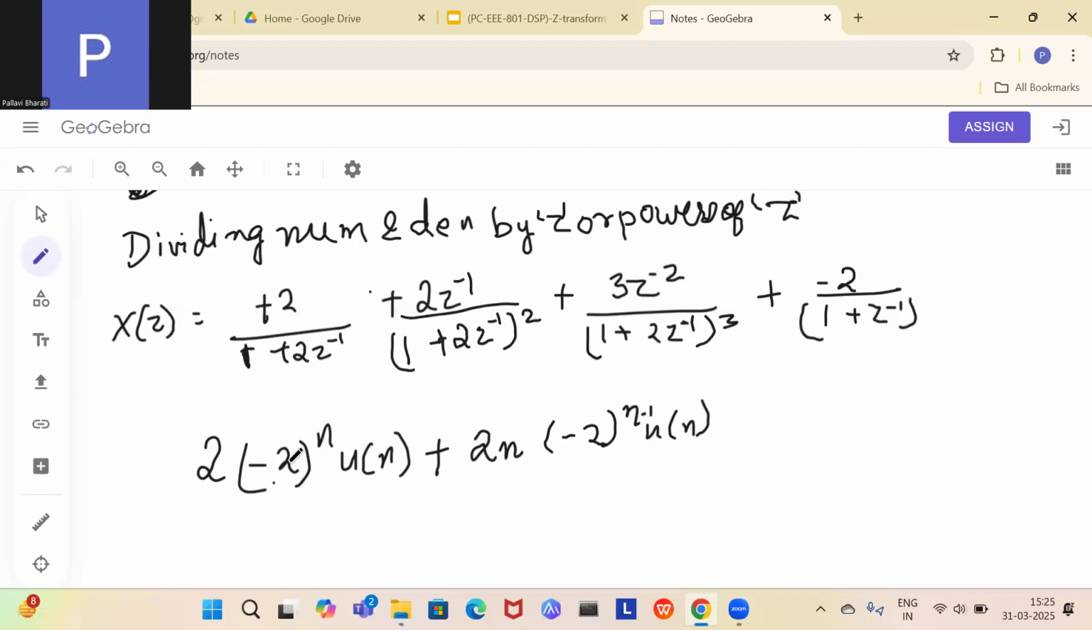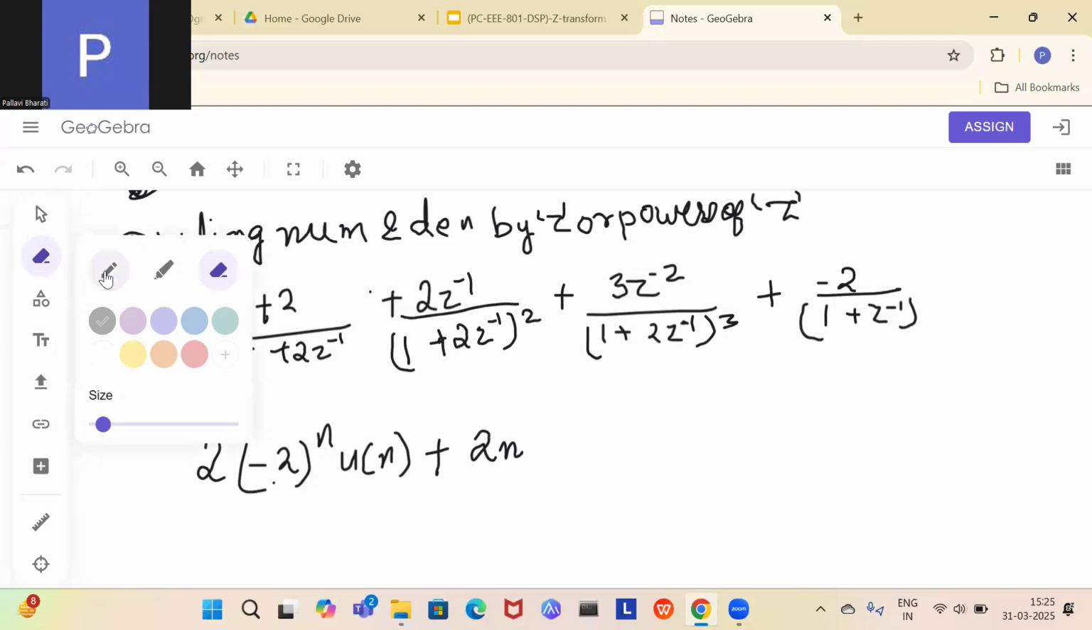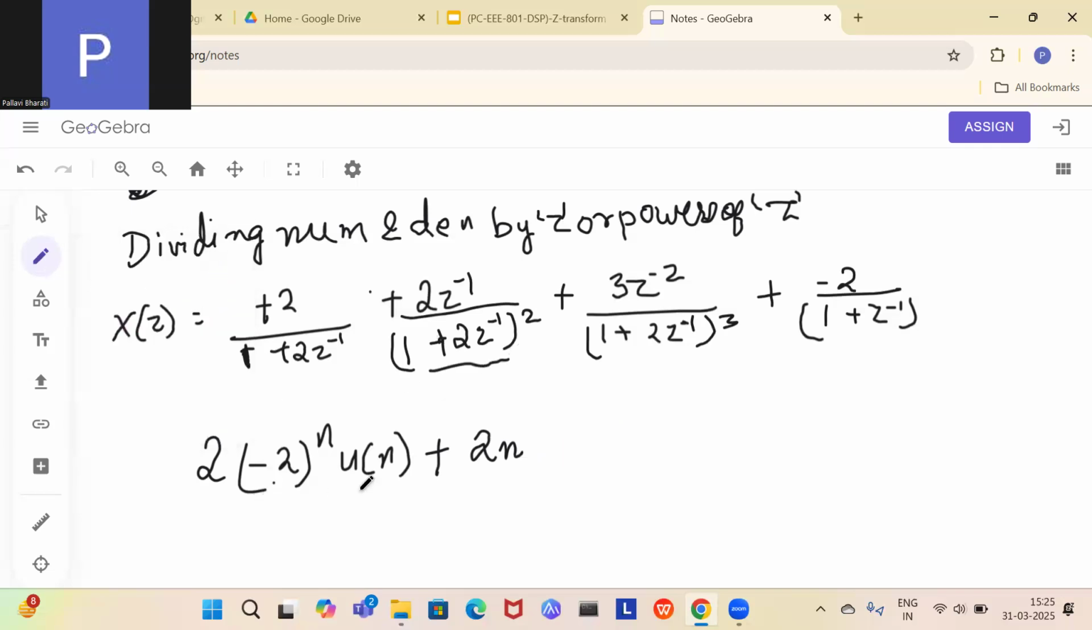So if I rewrite this part, just be very careful while doing this part. For this portion, you had this portion. But since there is a square, that means it has been differentiated once. So we are multiplying it with n. We know differentiation in z domain results in the multiplication by n in the time domain. So it is minus 2 to the power n minus 1 u[n]. Why n minus 1? Because over here, you have multiplied it with z to the power minus 1. That means it has been shifted in the time domain by 1 unit.